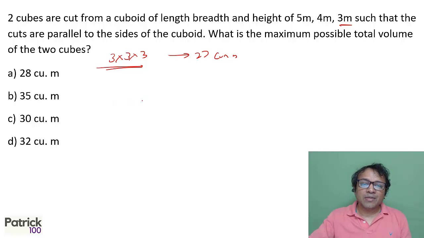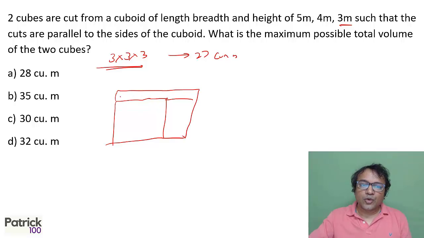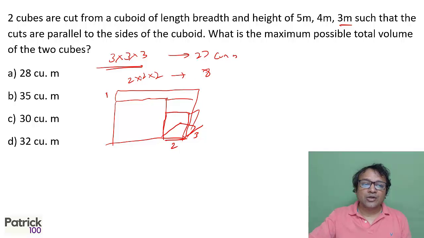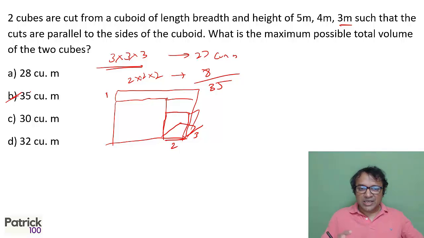Now once you cut 3 by 3 by 3, let's say this is 5 and the height is 4. So what is left is 1 meter out here, 2 meters left out here. And your breadth is 3. You can cut a further 2 by 2 by 2 cube because of this extra 2 which is there. A cube of 2 by 2 by 2 is 8, so total volume becomes 35. B option.